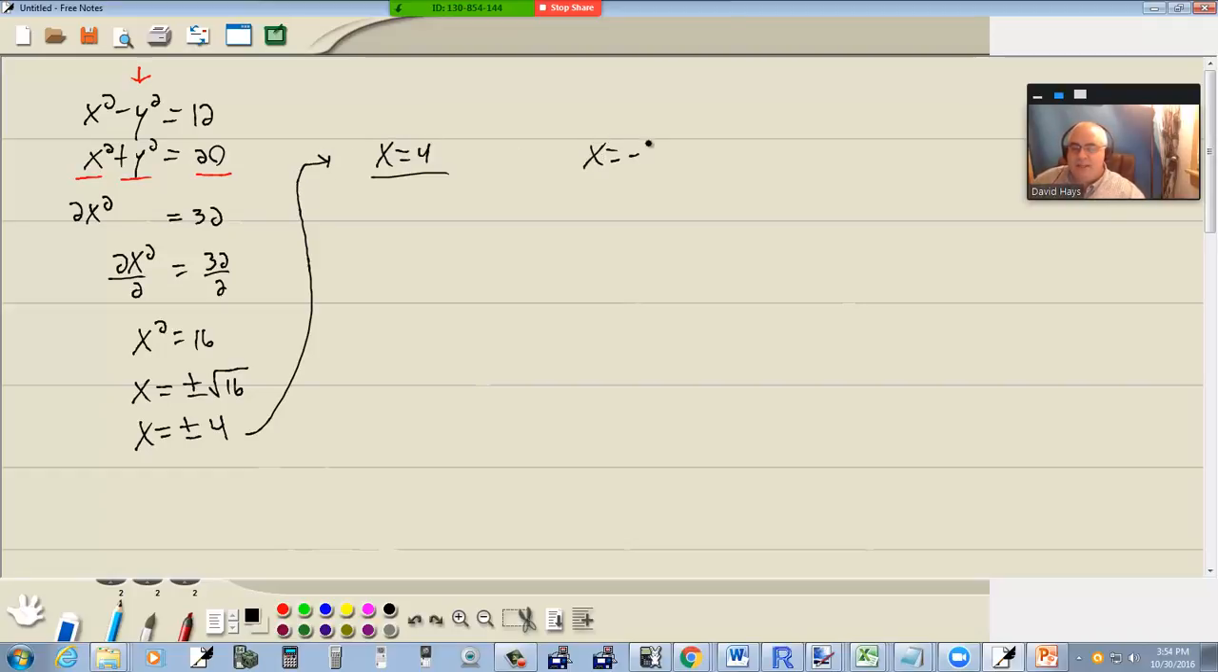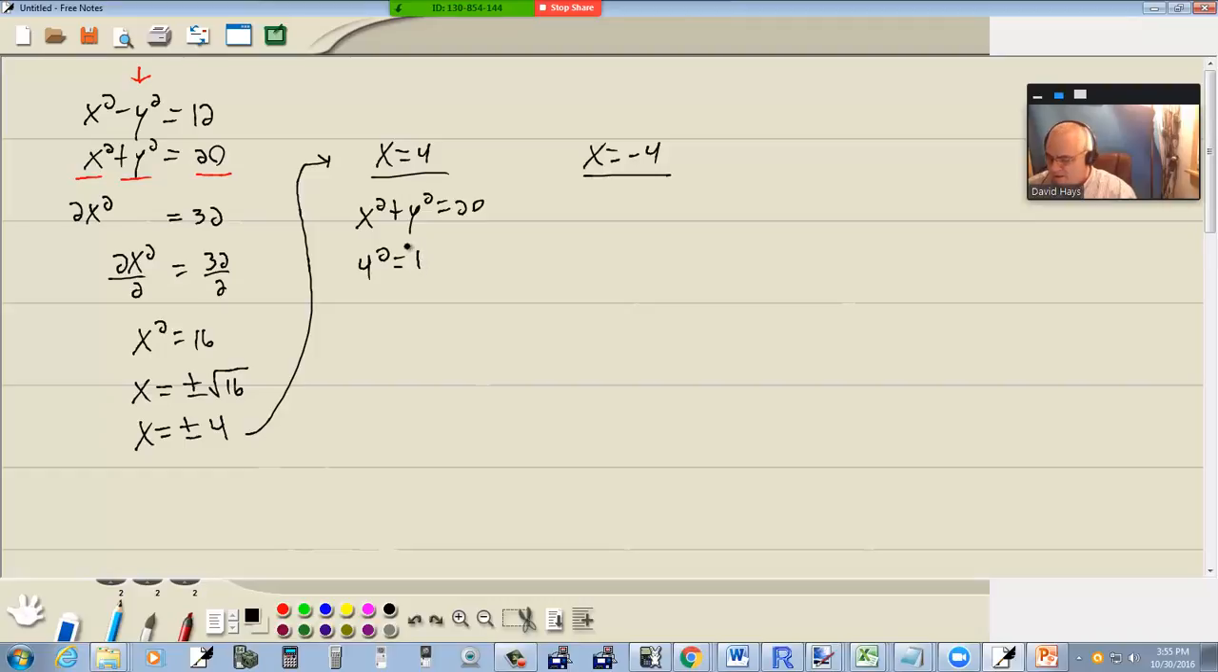Now we then want to plug that back into one of our equations, each of these values. Doesn't matter which one, whichever one looks easiest to you. I'll pick x squared plus y squared is equal to 20 because it doesn't have any negatives. And we just said that x is 4, so I'll put 4 in for x.